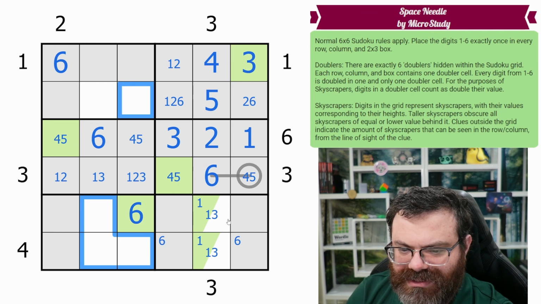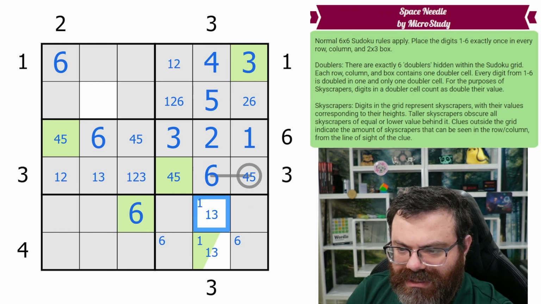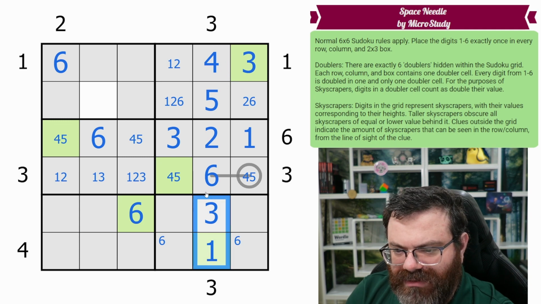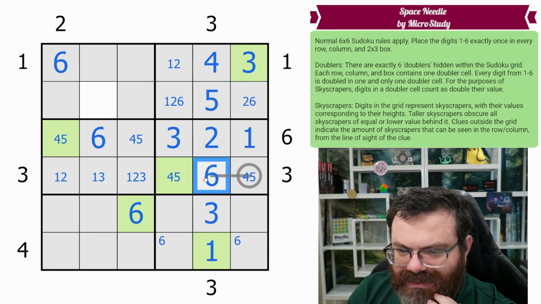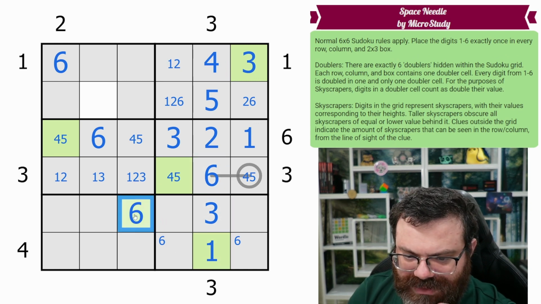Rest of this box, rest of this column. And also, this one is not doubled, so that's the 3. This is the doubled 1. And hopefully, yes, okay. I probably could have figured that out from the 3 skyscraper as well, because the 6 was the end of it. So these had to go in order. This was neat, though.